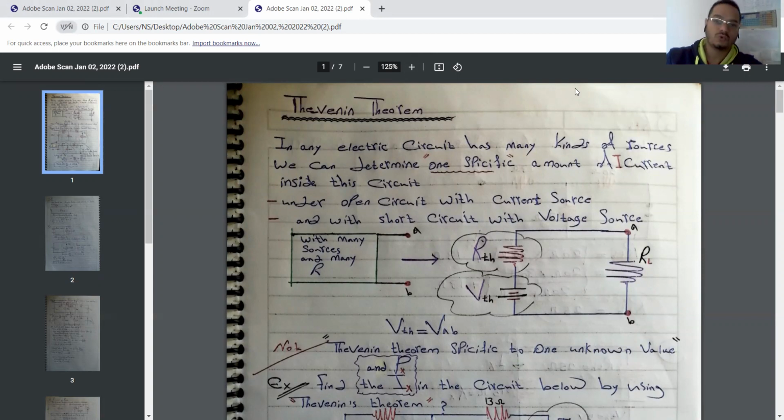Good evening. Today in our lecture we will try to understand what the Thevenin theorem is, and at the same time we will try to calculate the Thevenin equivalent. But at first let's know what the Thevenin theorem means and why we use it.